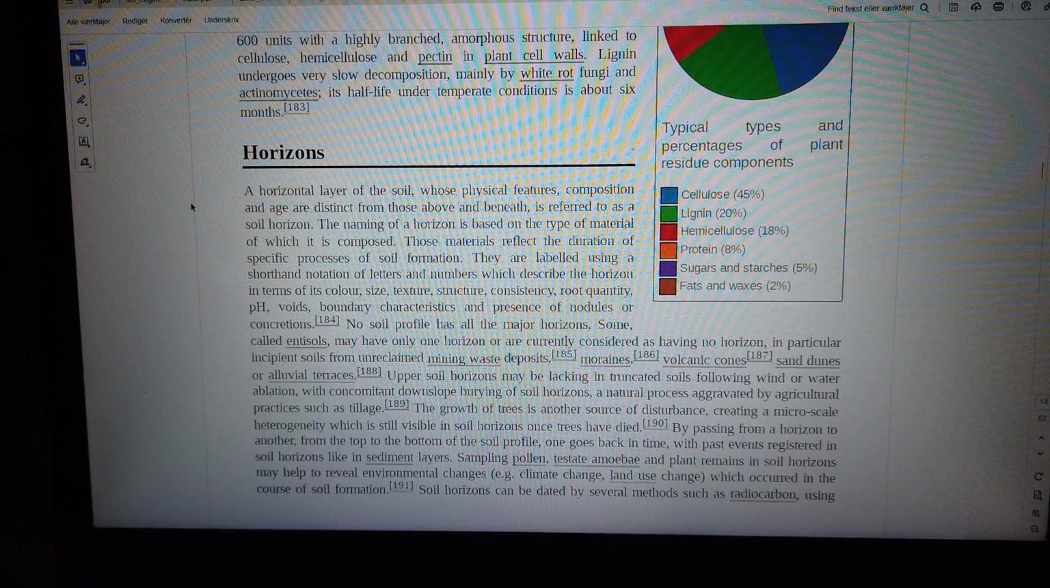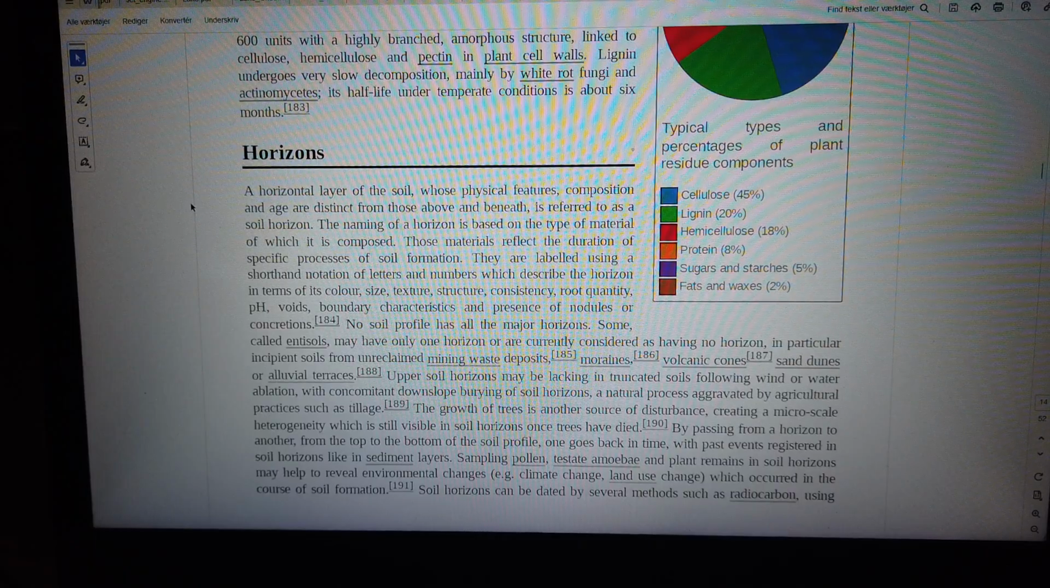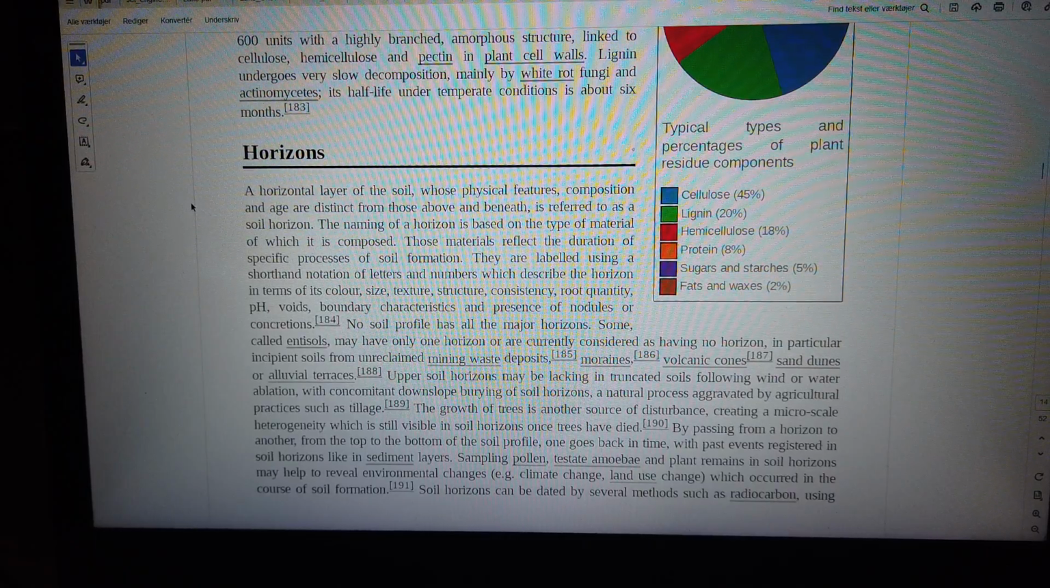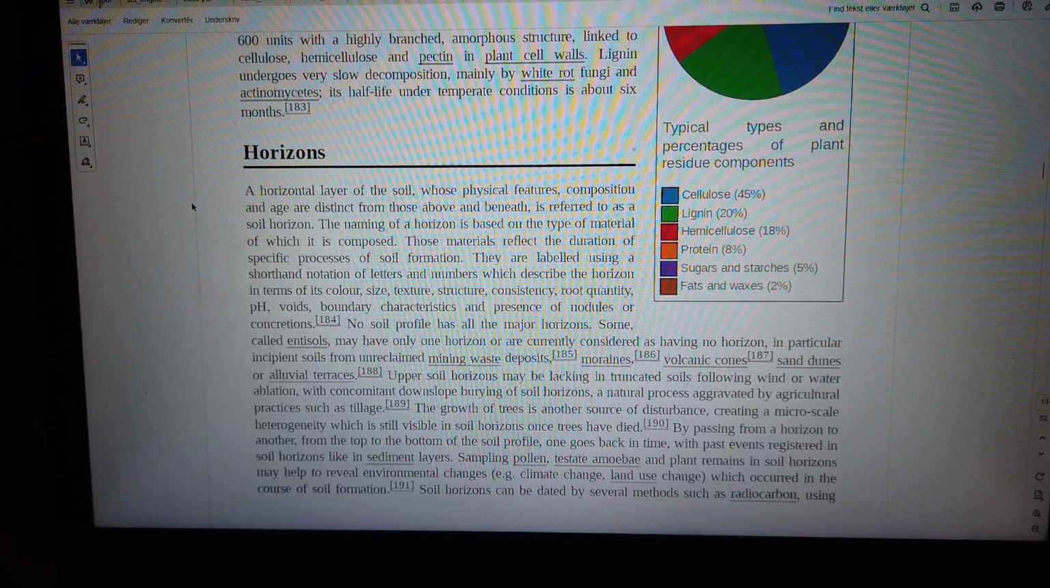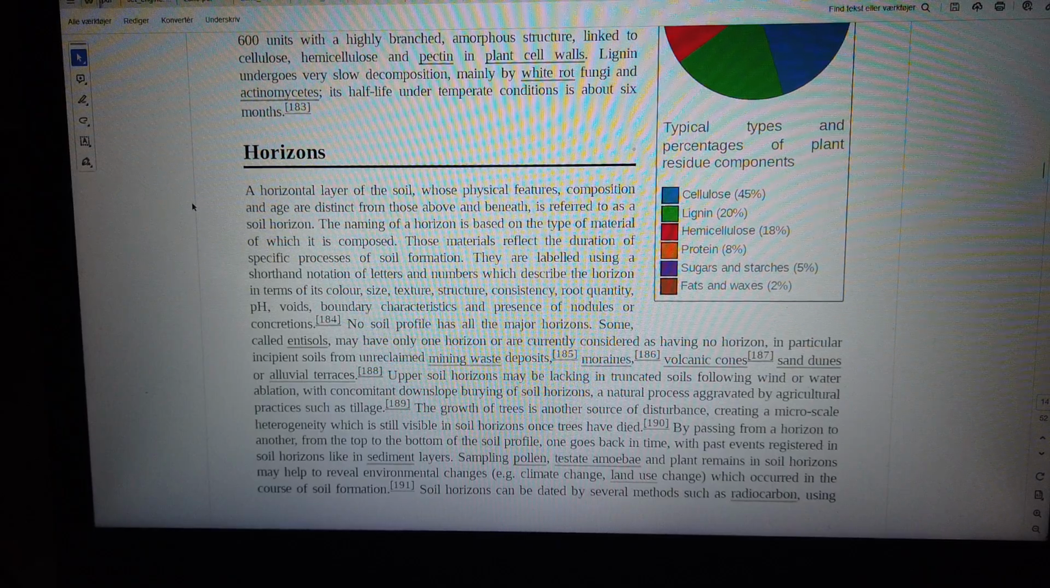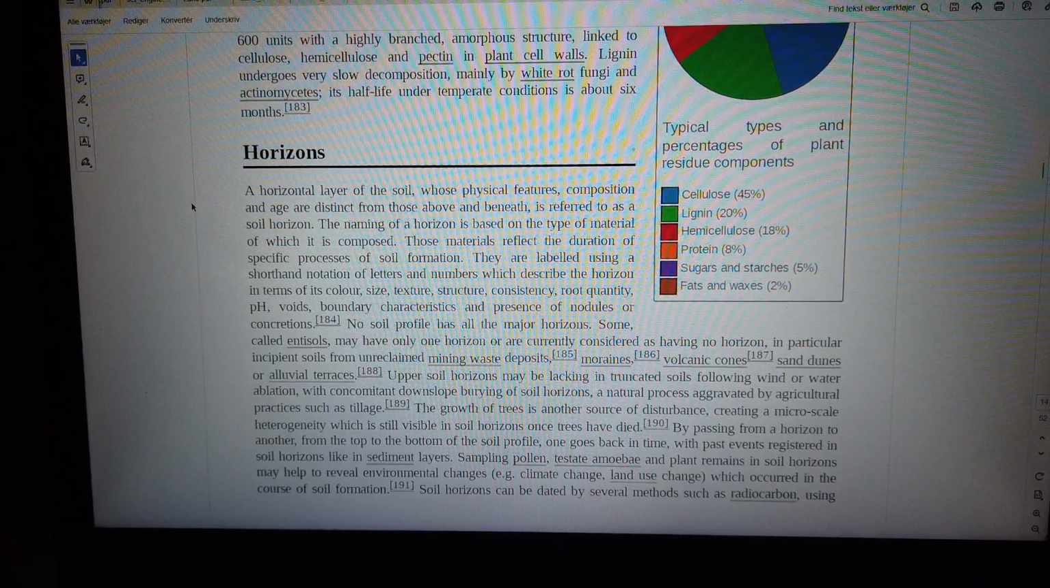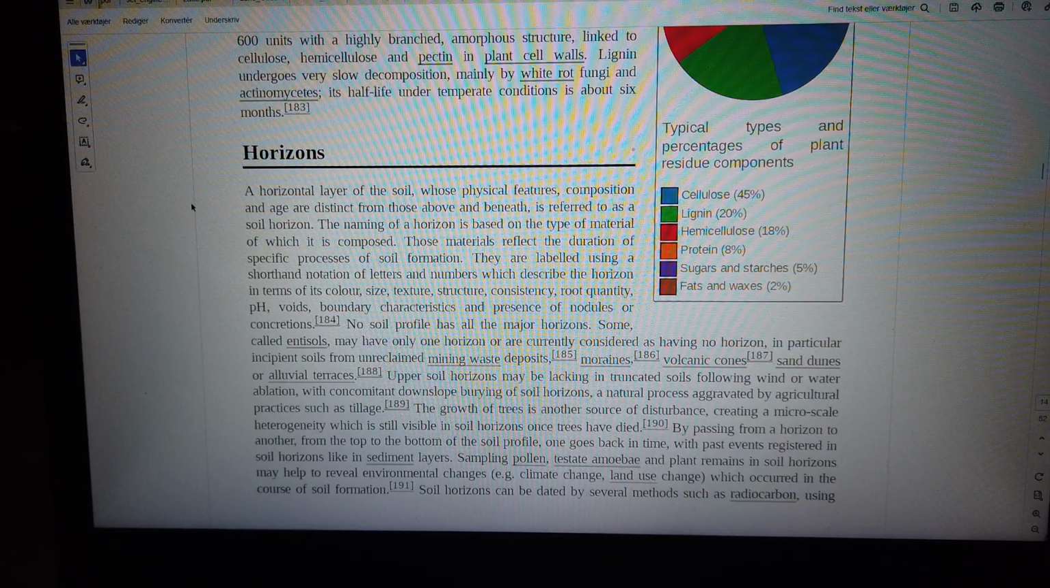They are labeled using a shorthand notation of letters and numbers which describe the horizon in terms of its color, size, texture, structure, consistency, root quantity, pH, voids, boundary characteristics and presence of nodules or concretions.